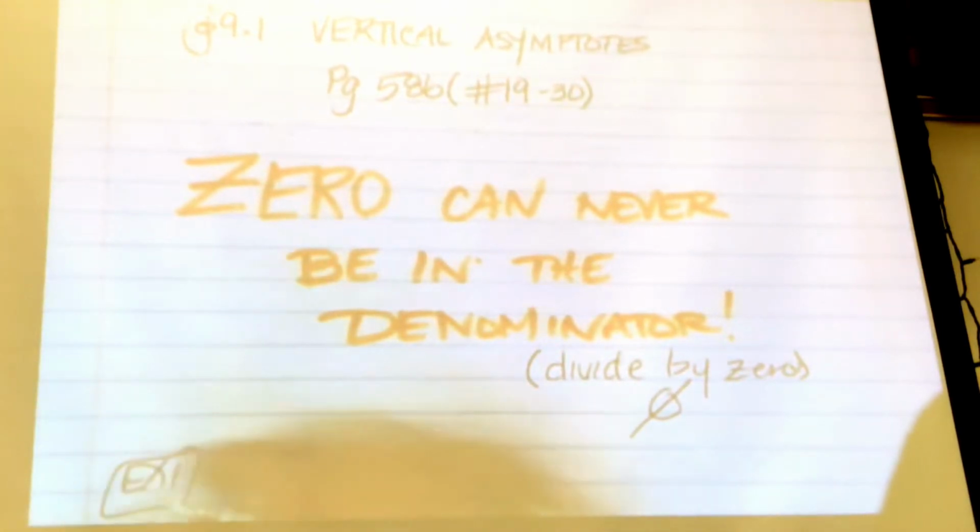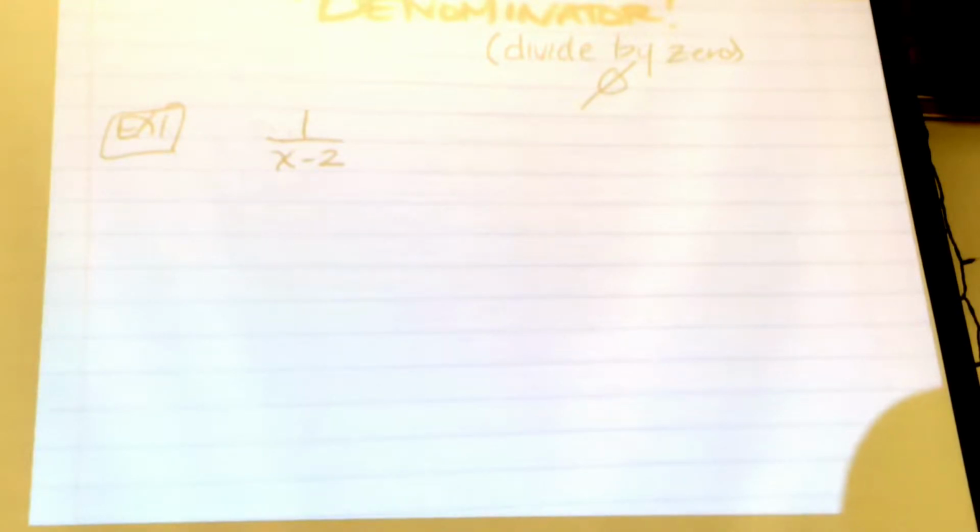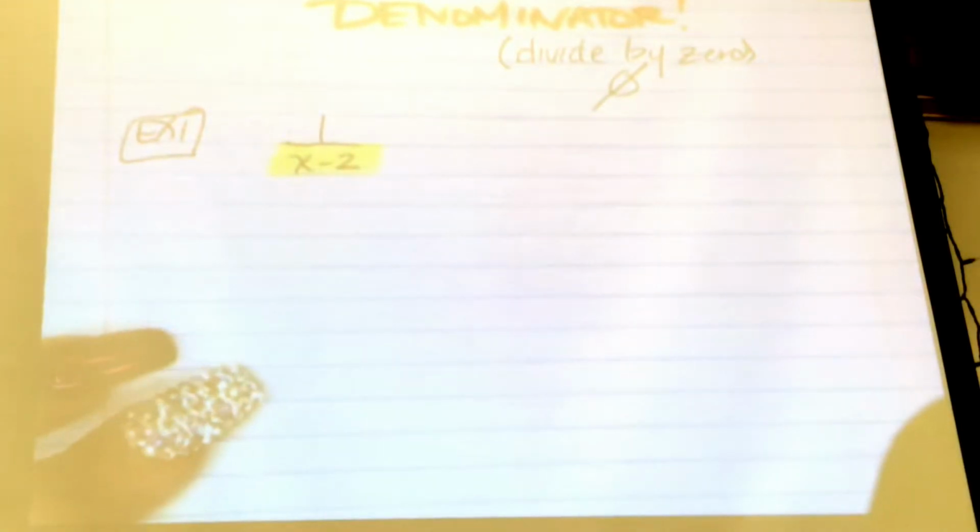Like in this scenario here, what I want to do is highlight, please, the denominator. And just like you did in the warm-up, we're going to plot some points and see what happens. Let's make a table here. Put in -3, -2, -1, 0, 1, 2, 3, and I'll even go to 4 and 5.